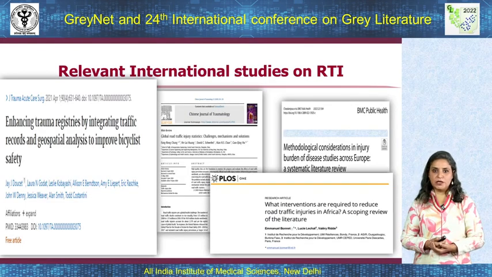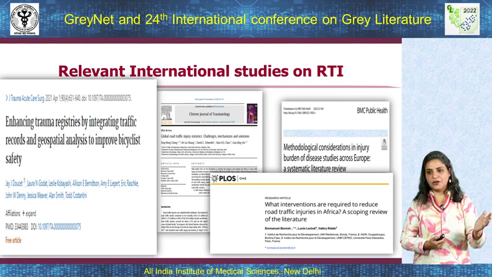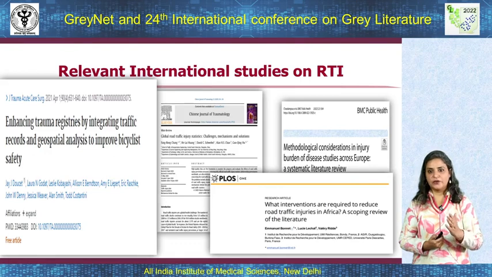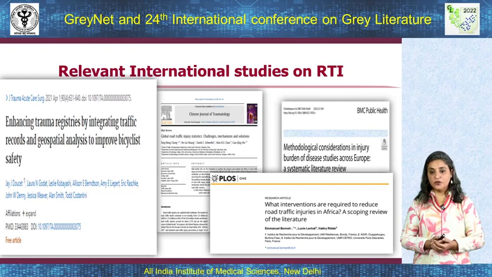Now coming to some of the relevant international studies on road traffic injuries. To the left, how important are the trauma registries? In between, there is the data. There are challenges in managing data and in representation of data. Many times it gets lost, and what are the ways that we can reduce data errors? That is represented in the second one. Then to the right is where they have represented the grey literature, and at the bottom is another useful research paper where they have shown how road traffic injuries can be reduced in Africa.